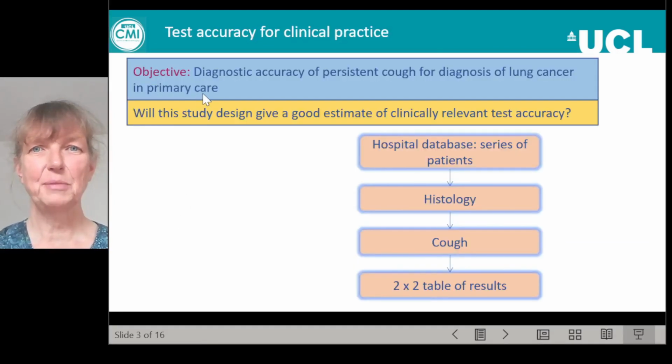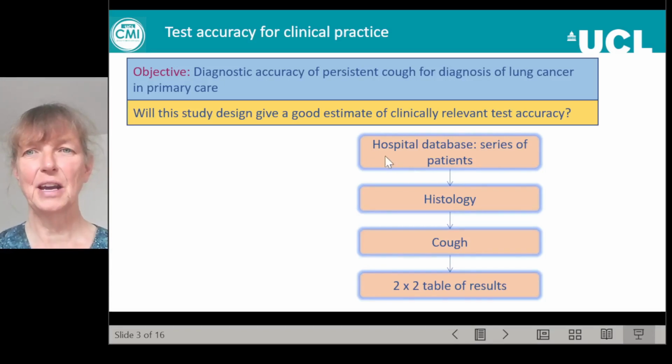So let's take the objective we had in part 1, where we're trying to design a diagnostic accuracy study of persistent cough for diagnosis of lung cancer in primary care. And the question we're going to be asking is, will this study design give us a good estimate of clinically relevant test accuracy? So I'm going to show you two different designs.